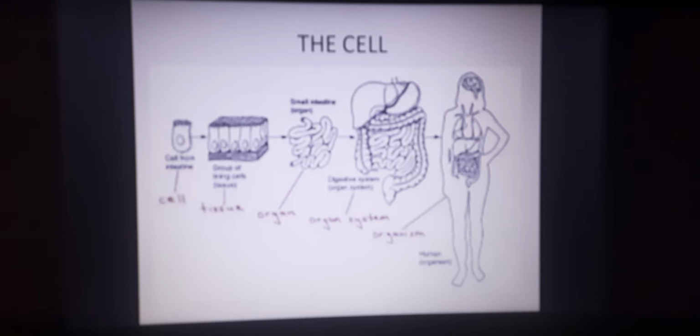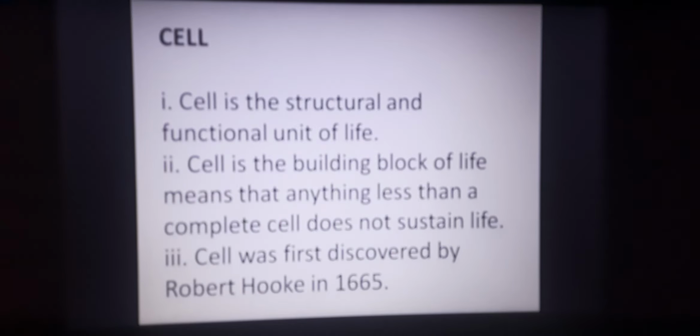So from one cell, whenever a collection of certain cells of similar shape and structure are performing a particular function, they are called tissues. Some tissues together form an organ, some organs form an organ system, and some organ systems together form the human being or an organism.